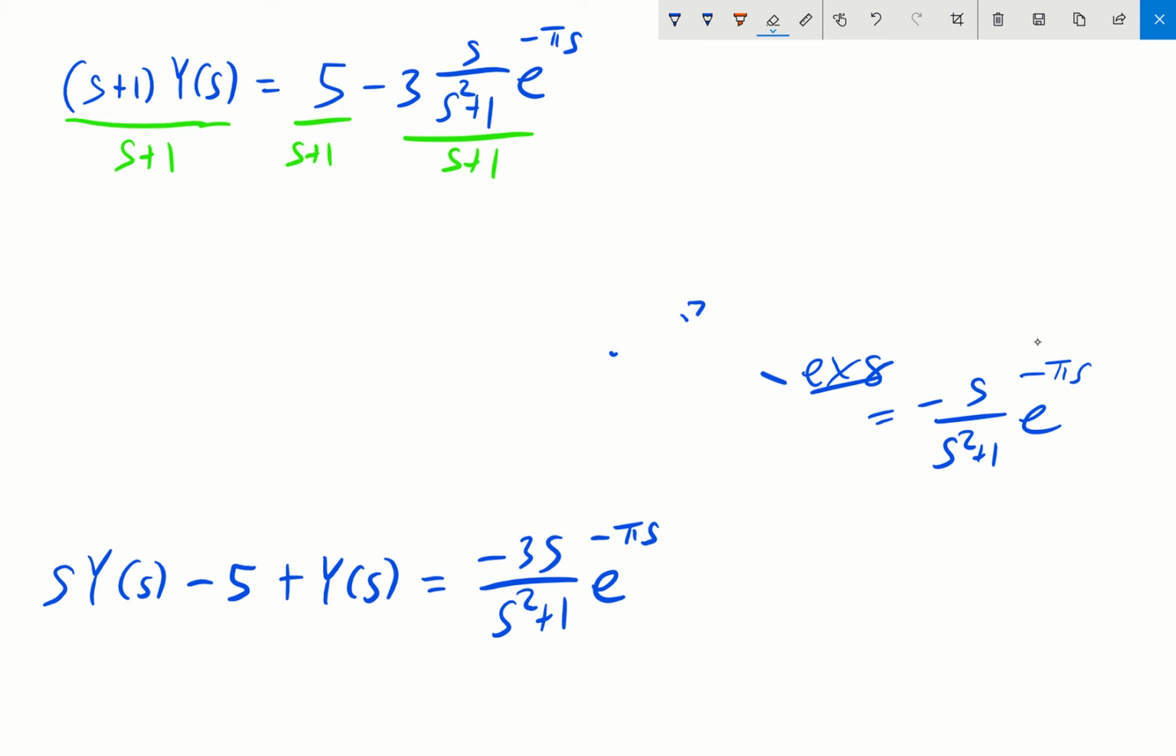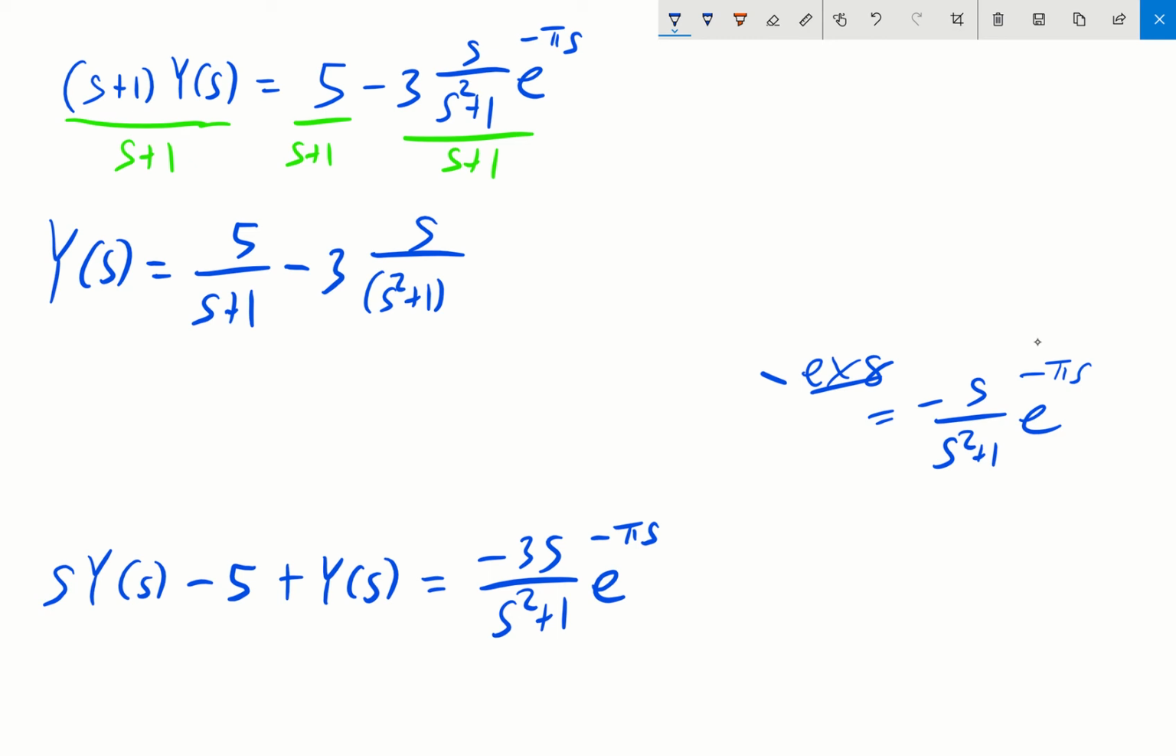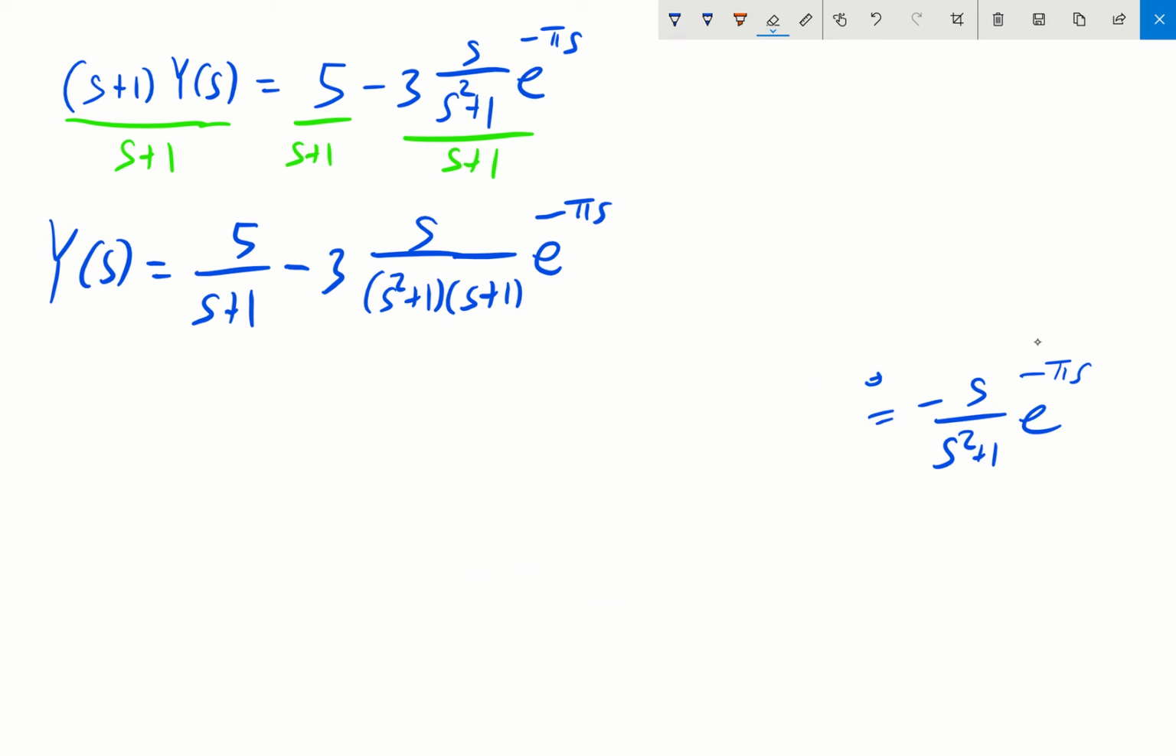When we do so, we find that y of s is equal to 5 over s plus 1. I'm going to leave this coefficient of 3 out for a moment. And then this becomes s over s squared plus 1 times s plus 1 e to the negative pi s. The last step is to find the inverse Laplace transform of both sides.